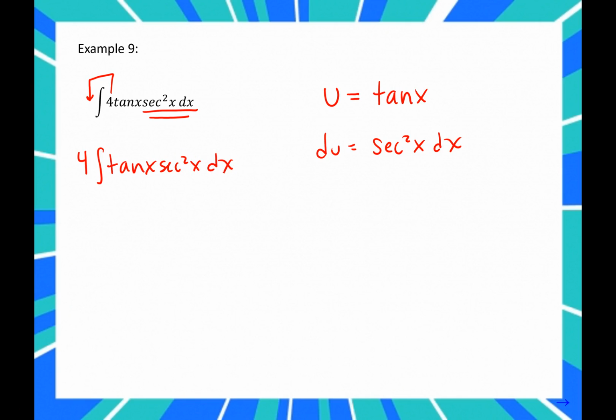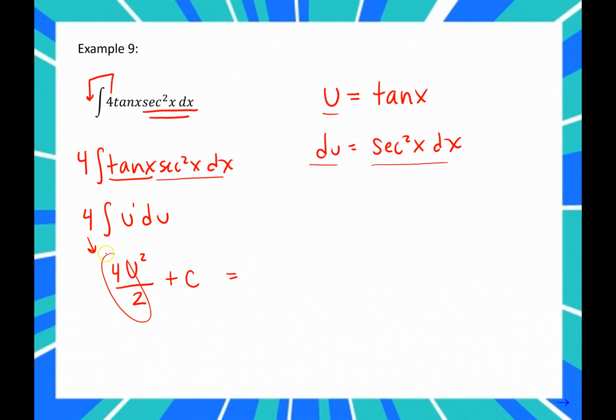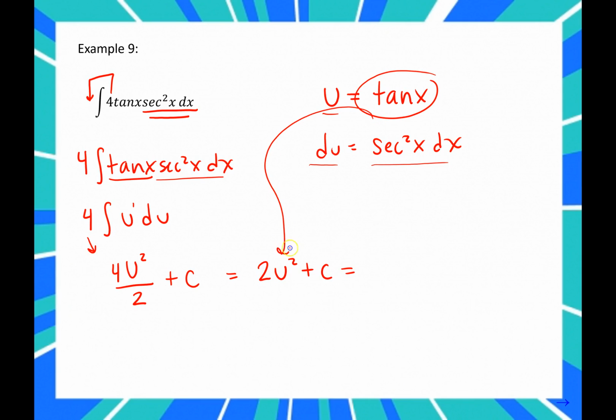Okay, and now I'm just going to go ahead and change my tangent x to a u and my secant squared x dx to a du. So this will just be simply a u du. Integrating the u, remember it's to the first power, I get a u squared over 2, drop down the 4, plus c. So now I'm going to have a 4 divided by 2 reduce to be just a 2u squared plus c. And last thing that we do is we take this and we plug it in.